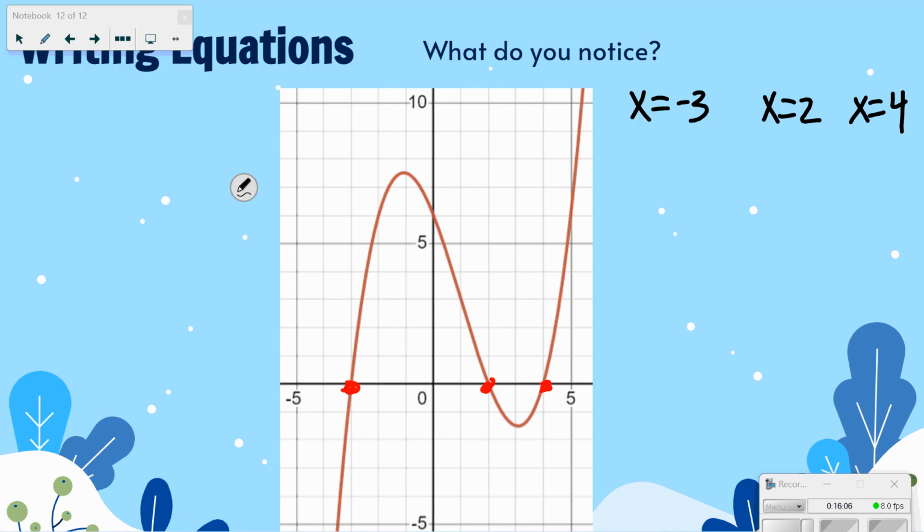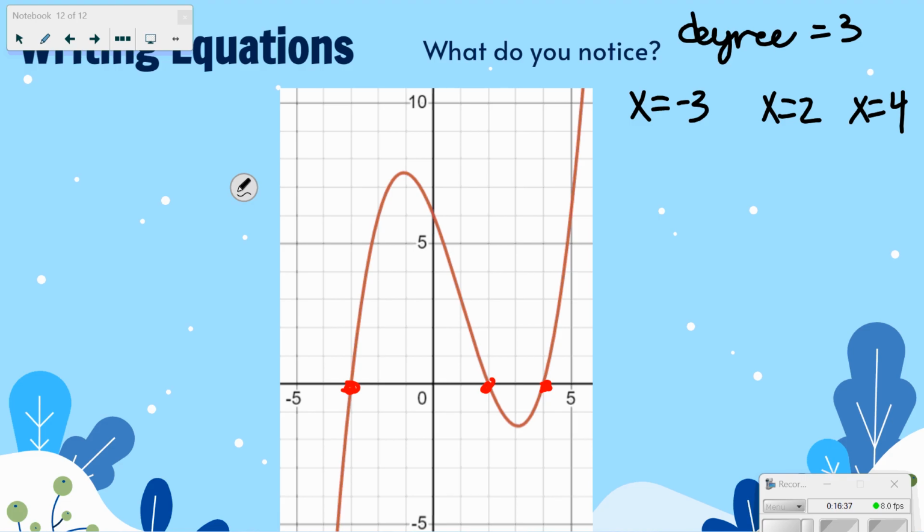What about you guys in our front middle table? What else did you notice about our graph? We have 2 turning points. If I have 2 turning points and I cross my x-axis 3 times, what's something I know that I should have if I'm trying to write this equation? Yeah, my highest degree is 3, so I should have a degree of 3. Okay, cool. What else do you guys know that we should have?